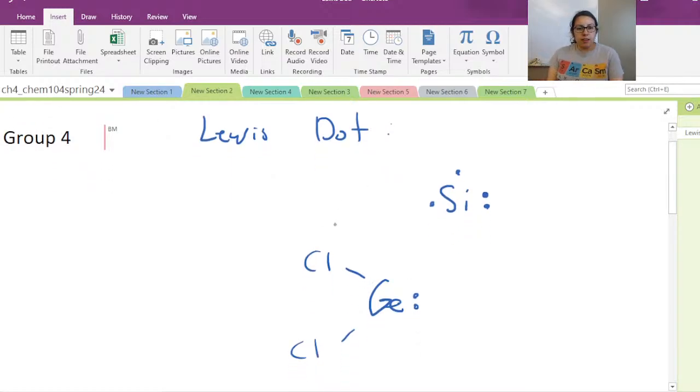And so now let's look at the exception. Carbon, its Lewis dot structure is generally accepted as 1 dot on each side. And why that is, is because carbon has a much greater tendency to what's called sp3 hybridize.